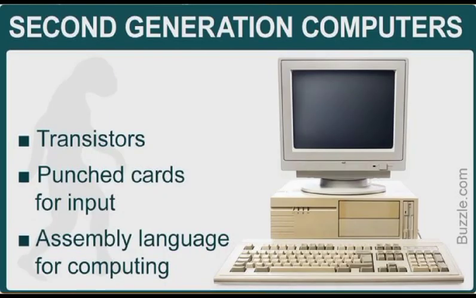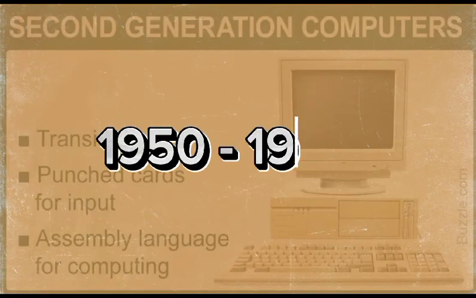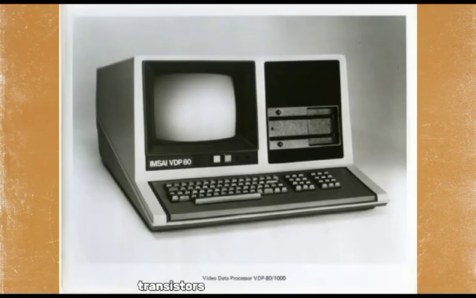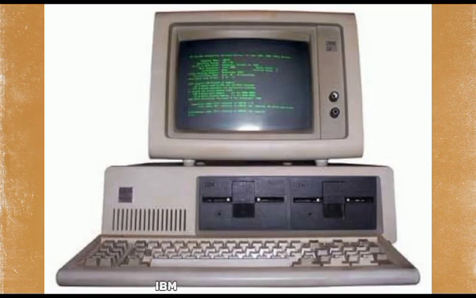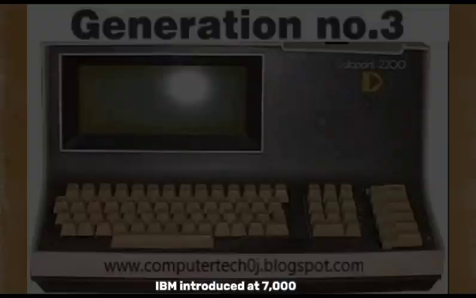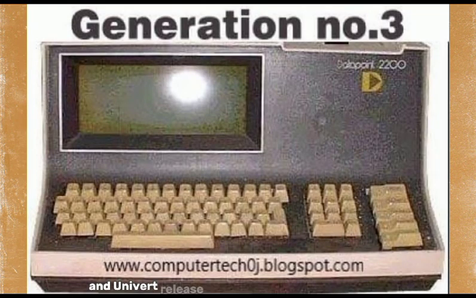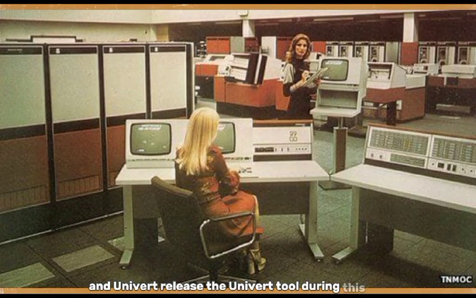Second generation computers from 1950s to 1960s. Transistors replaced vacuum tubes, leading to smaller, faster, and more reliable computers. IBM introduced its 7000 series, and Univac released the Univac 2 during this era.